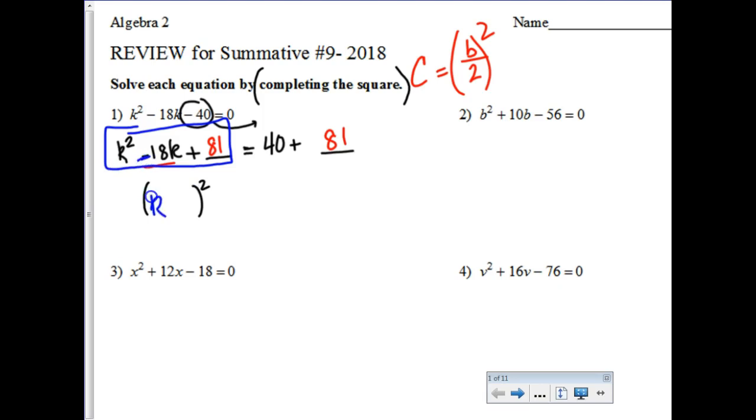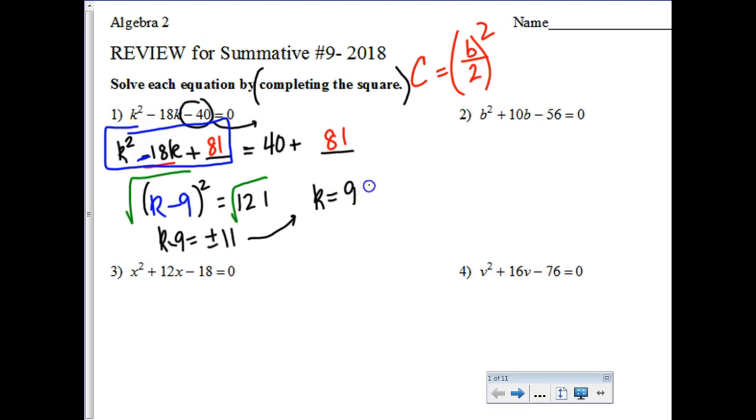So it's k minus 9 quantity squared equals, let's see, that's 121. So this is an example where when you square root both sides, you're going to get k minus 9 equals positive and negative. Now square root of 121 simplifies down to an 11. So my work's going to run out of space here. If you go ahead and add the 9 to the other side and you write 9 and then you add and subtract 11, that's not going to be a good enough answer for us. So 9 plus 11 is 20. And then 9 minus 11 is negative 2.